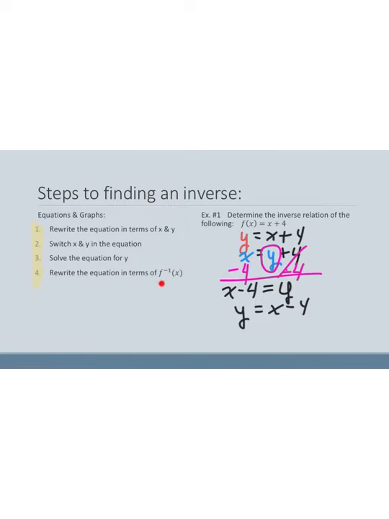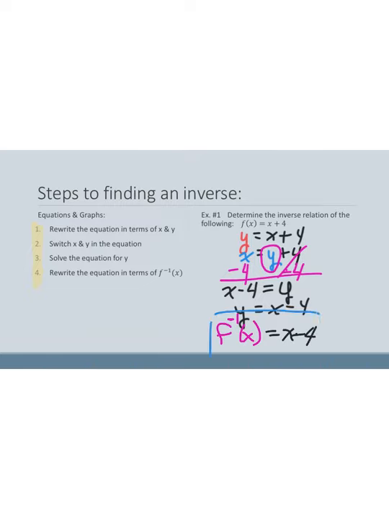And notice I said f to the negative 1 of x because that's what you think it is, but it's read f inverse of x. So please don't call it f negative 1 of x. All right, so we're going to replace y with f inverse, make sure that's obvious, of x equals x minus 4.